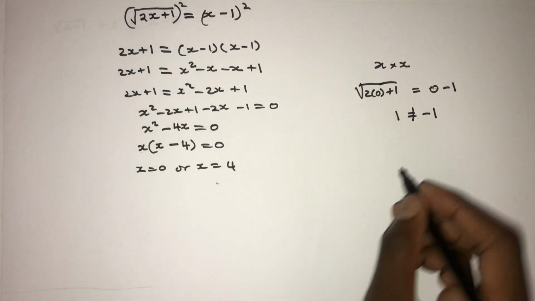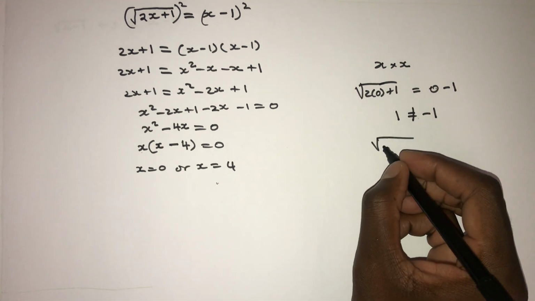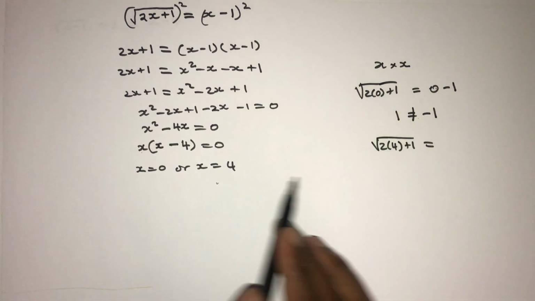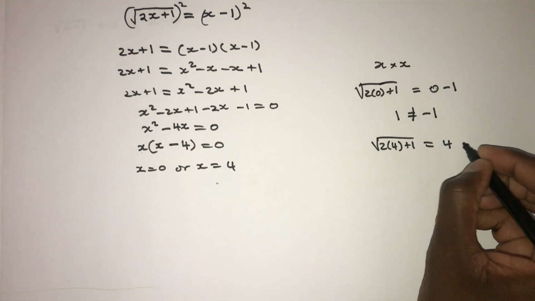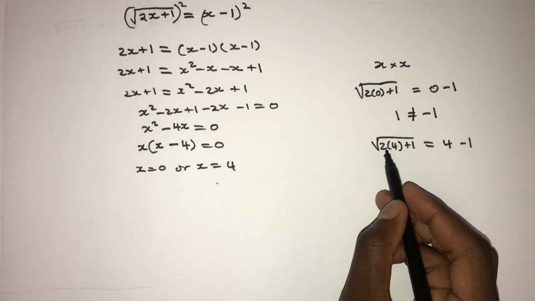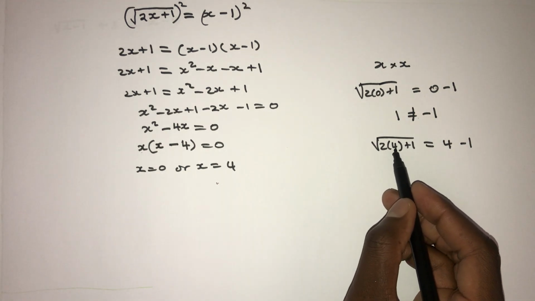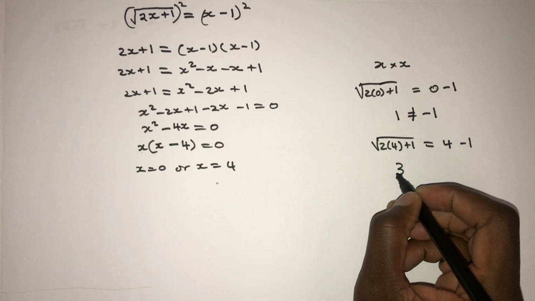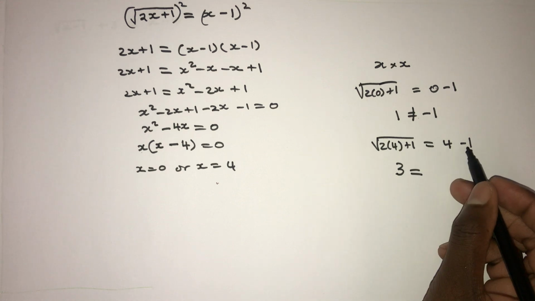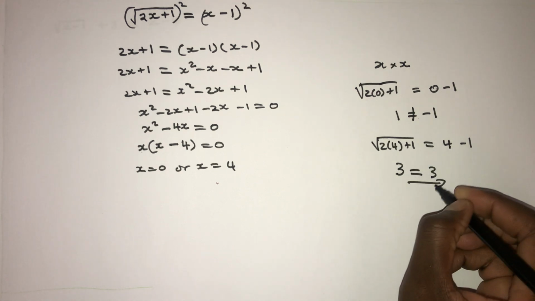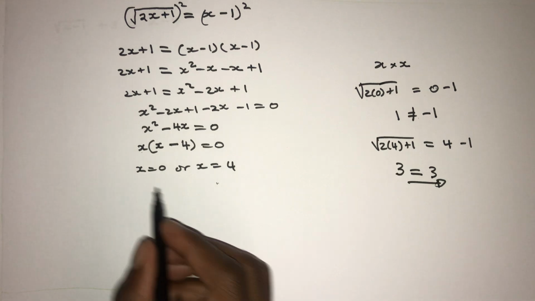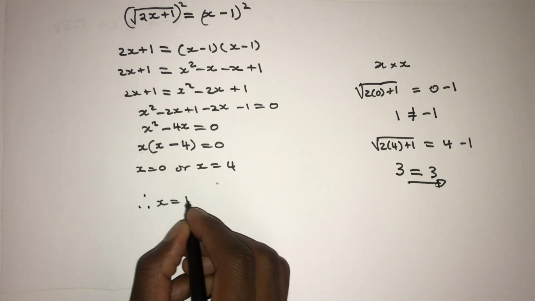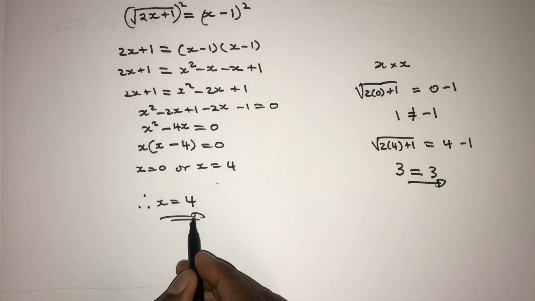That means now we check the other one. The square root of 2 times 4 plus 1 is equal to, x is 4, so we write 4 minus 1. Then this is 8, 2 times 4 is 8, plus 1, which is 9. And the square root of 9 is equal to 3. Then this side, 4 minus 1 is 3. That means now 4 is our correct answer. Therefore, we conclude x is equal to 4. So this is the correct answer.